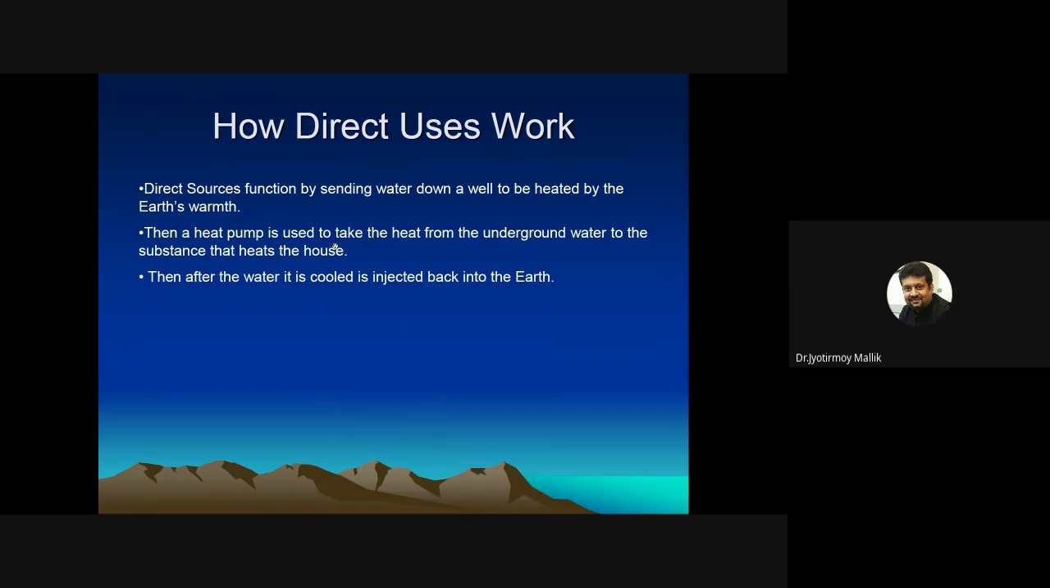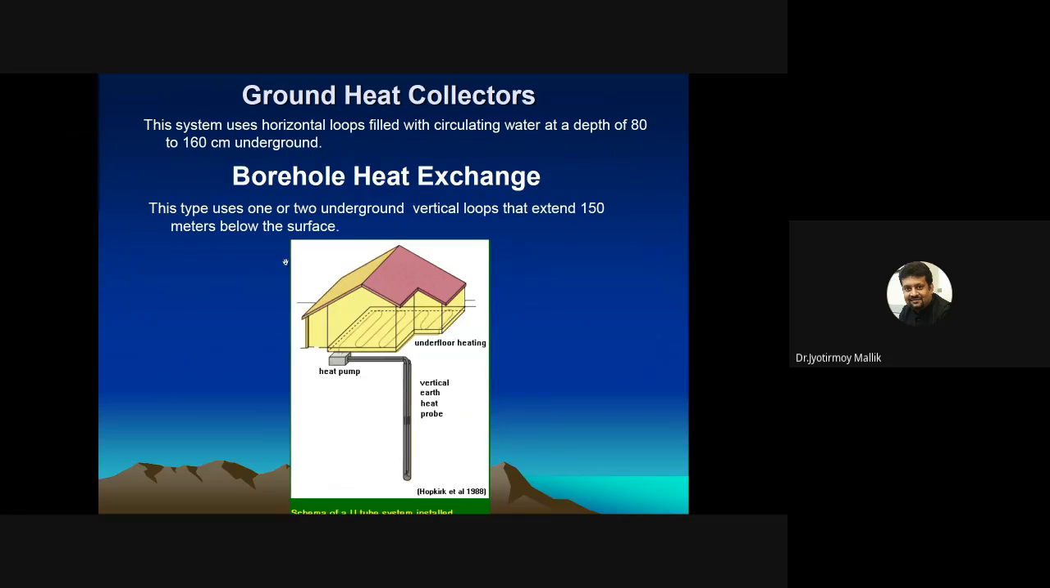So then a heat pump is used to take the heat from the underground water to a substance that heats the house. Then after the water is cooled, it is injected back into the earth. Okay, so this is a borehole heat exchanger, with ground heat collectors.